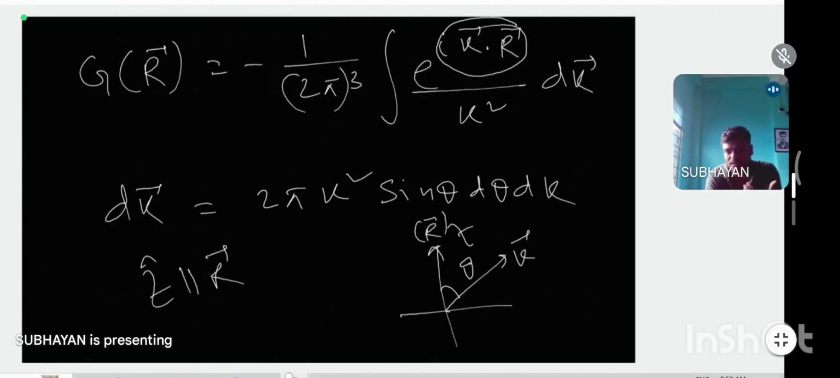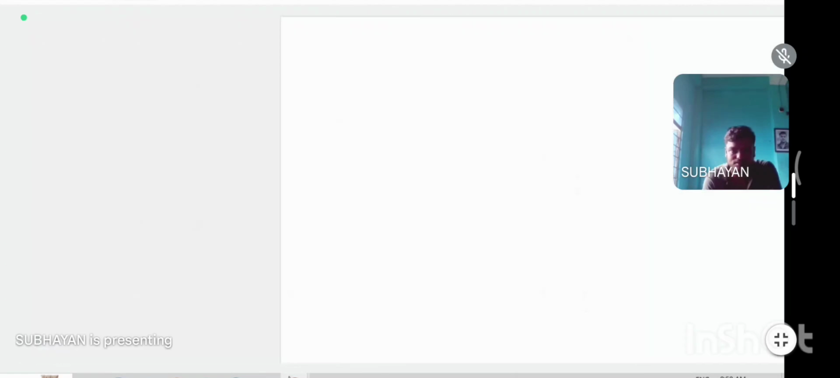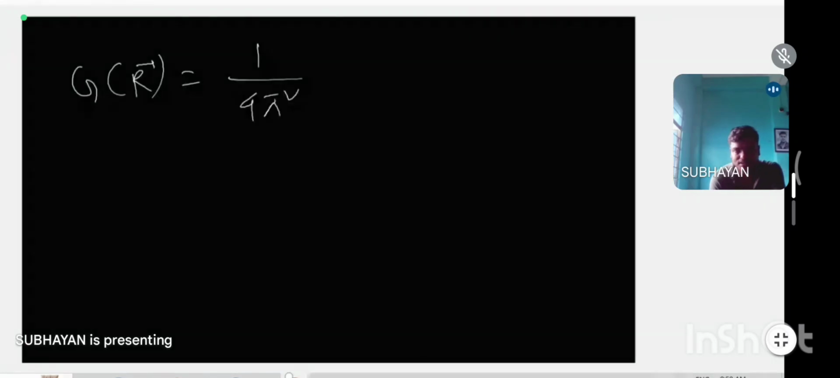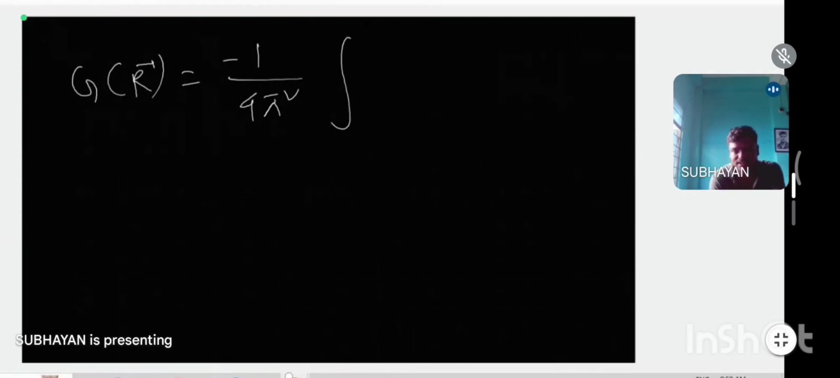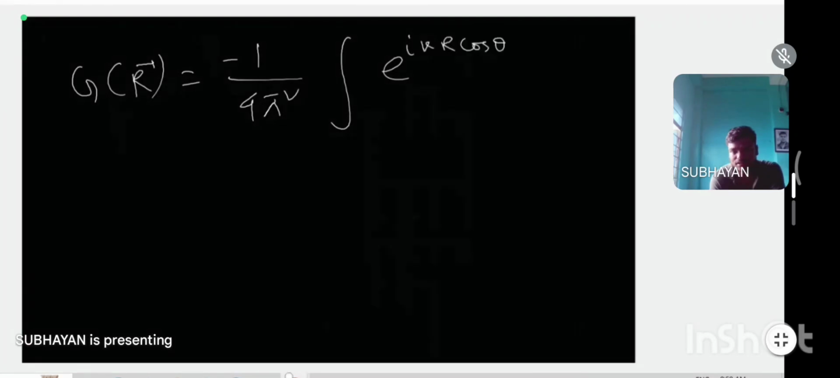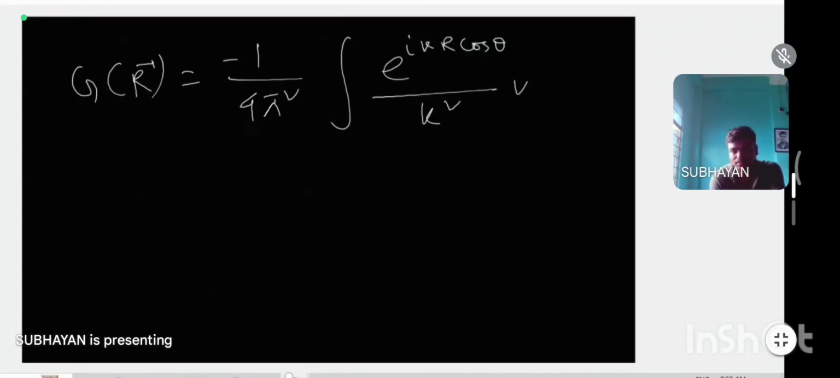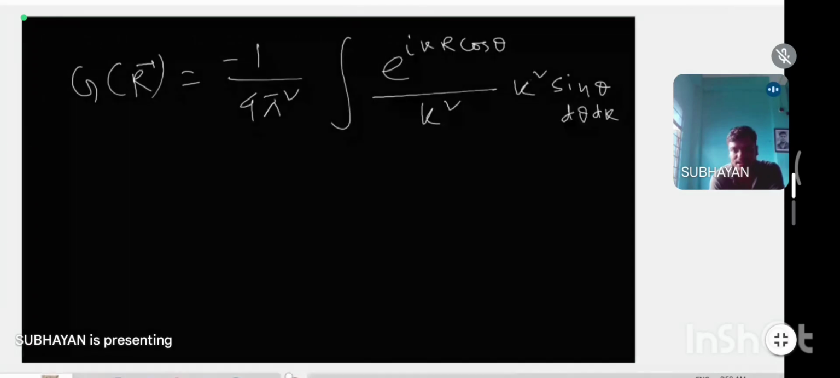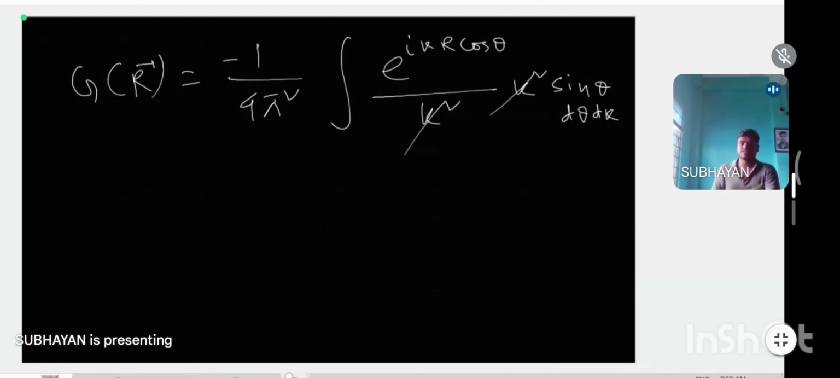So this k dot r will be kr cos theta. So G of r, the 1 by 2 pi will be out of the integration. So 1 by 4 pi square minus integration e to the power i kr cos theta by k square into this k square sin theta d theta d phi. K square and k square will be divided, and after that you have to perform the theta integration.